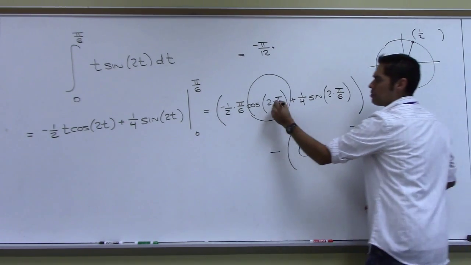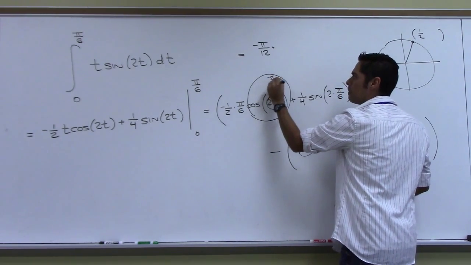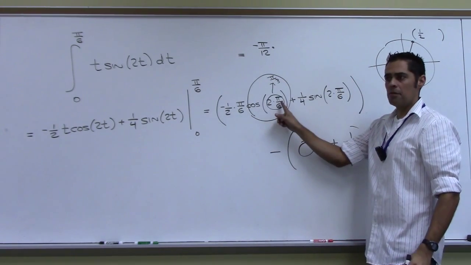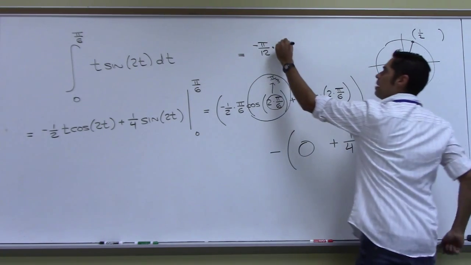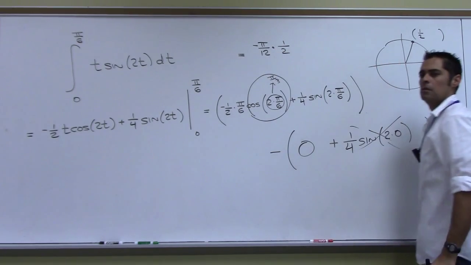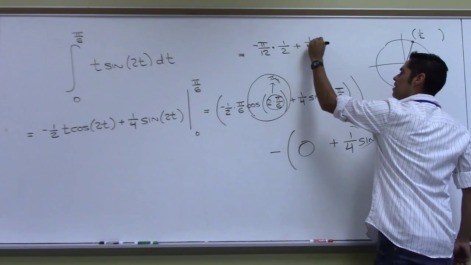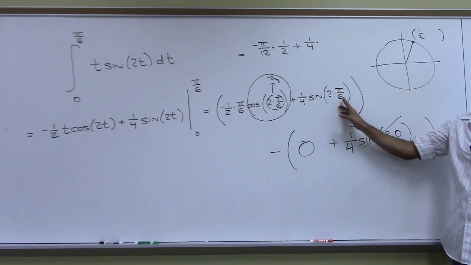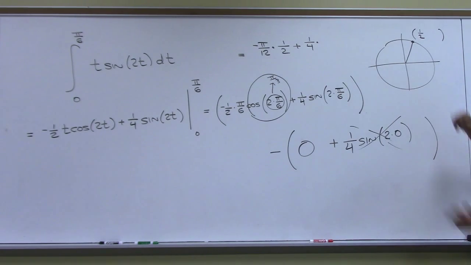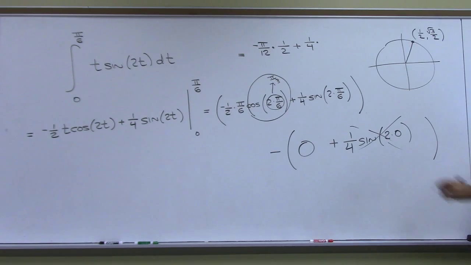So this right here, everyone okay? 2 pi over 6 is pi over 3. Right? Cosine of pi over 3 is 1/2. So this becomes times 1/2. Plus 1/4 times, now this is sine of pi over 3. Sine of pi over 3 is the y-coordinate, which is root 3 over 2. So root 3 over 2 here.